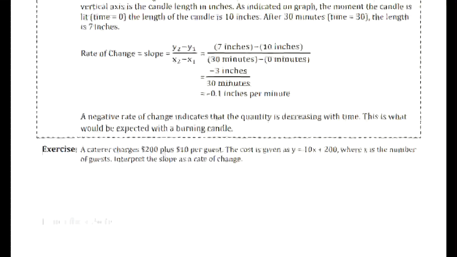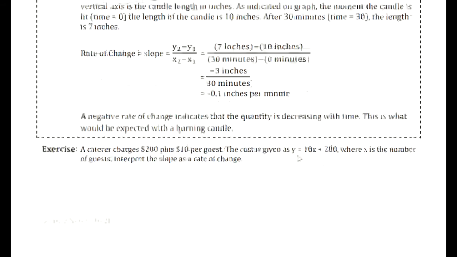In this next exercise, we don't have a graph, but we are given the function. A caterer charges $200 plus $10 per guest. So $200 down, and then there's a $10 charge on top of that for each guest. That works out to be y equals 10x plus 200, where x is the number of guests. We want to interpret the slope as a rate of change.